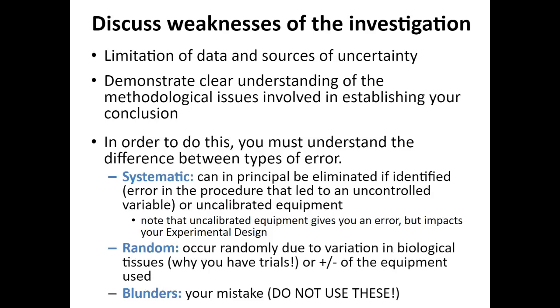In order to do this, you need to understand the different types of errors. Errors can be systematic, which means that in principle, if you could have foreseen these errors before the lab, you could have potentially eliminated them before you even wrote your methods. For example, something in the procedure that led to a variable not being controlled, even though it should have been controlled. Or the equipment that you chose to use, you didn't calibrate it. Again, these are things that you could have potentially seen before the lab started and fixed before they ever became a source of error. But you didn't, so now they are a source of error.